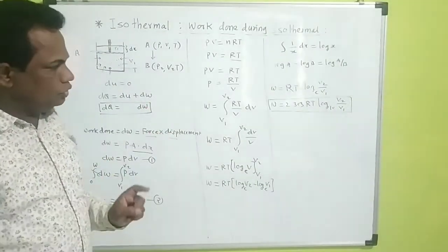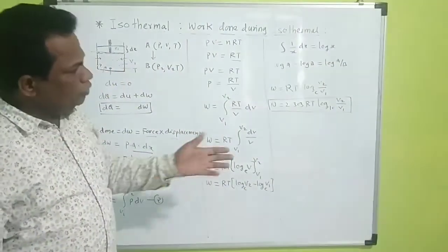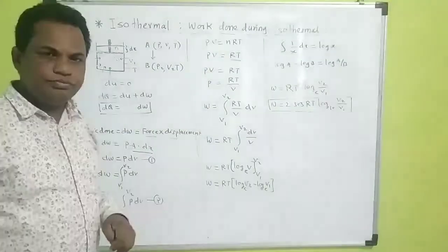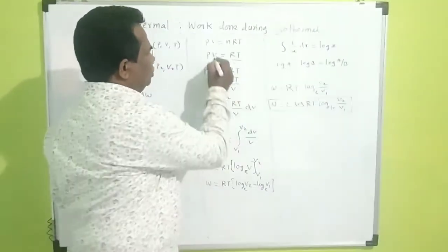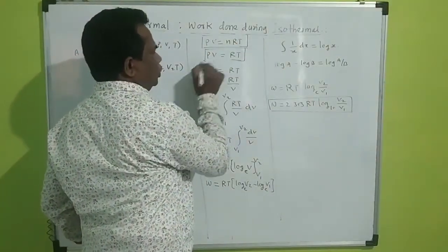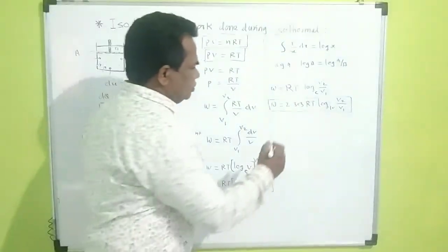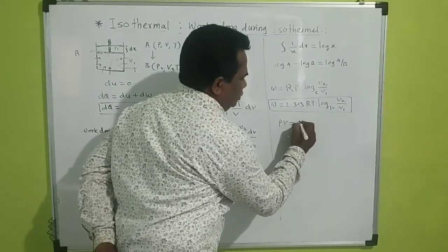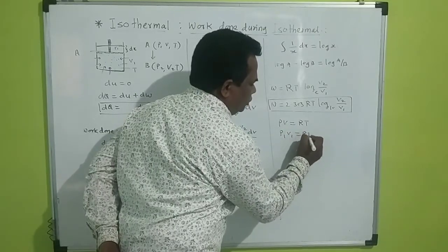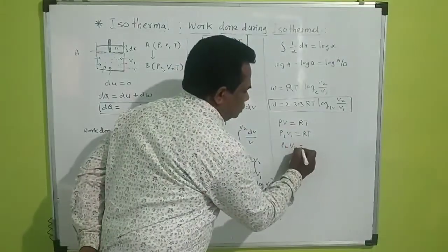If sometimes you don't know the volume, then you may convert that relation in terms of pressure. Already we know the relation, that is PV = nRT, or for 1 mole of gas, PV = RT. So this equation once again we can use, PV = RT. Similarly, P1V1 = RT because RT is constant. P2V2 is also RT.